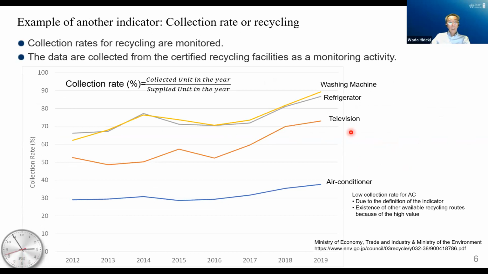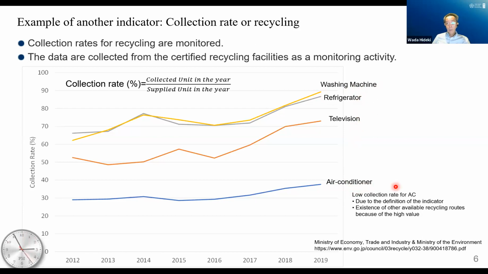And this is an example of another indicator. These are the trend changes of the indicator of the collection rate for e-wastes. You can find the e-waste names here, starting from washing machine, the highest, refrigerator, TV, and air conditioner. The lowest one is air conditioner, and unfortunately, the reason why the collection rate for air conditioner is quite low I can address to two points.